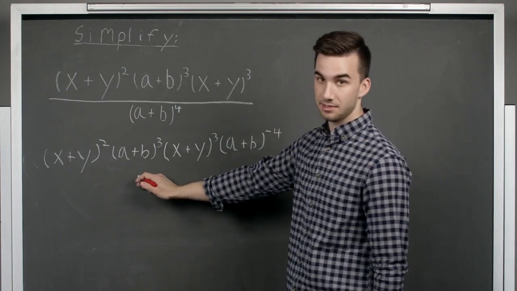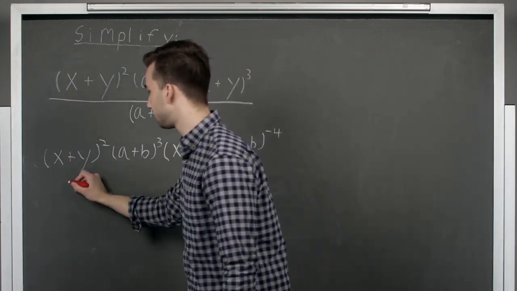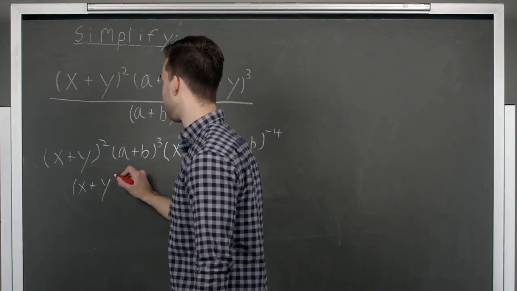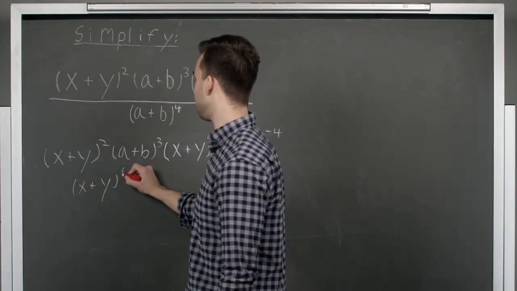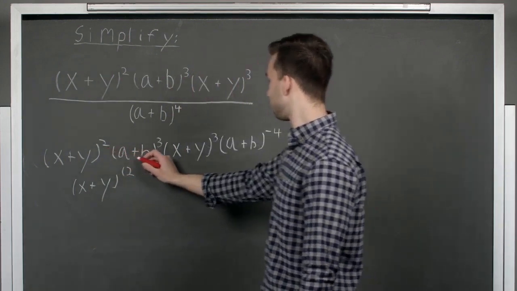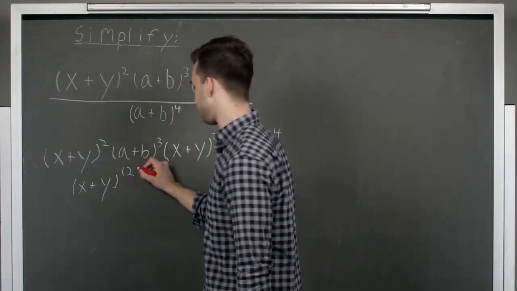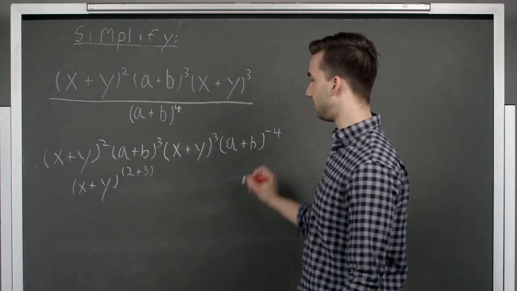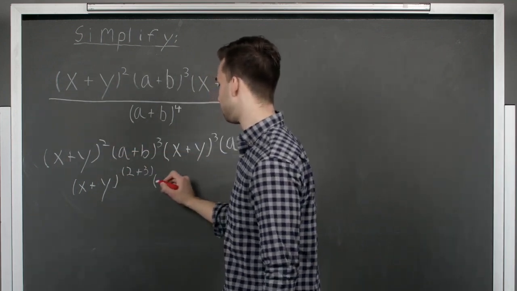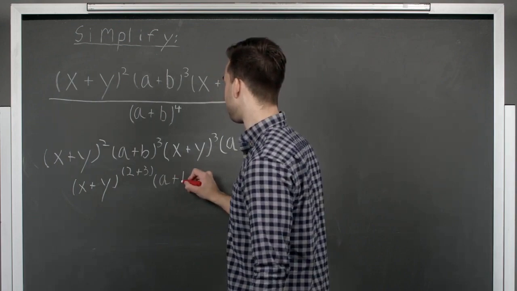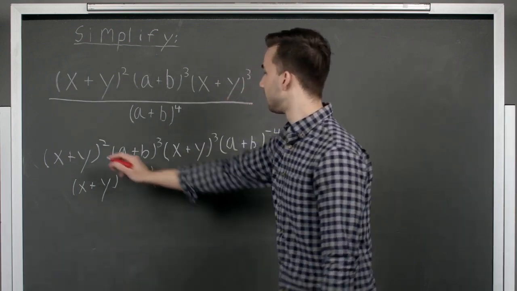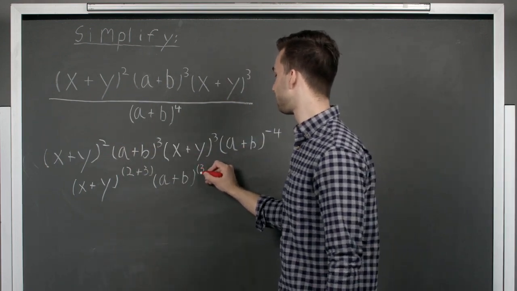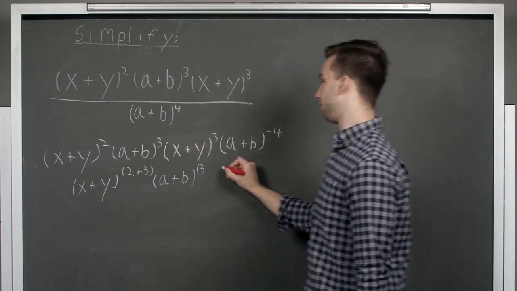And now we can just combine the exponents. Let's do x plus y here. (x + y) to the power of 2 plus 3. Do we have any other x plus y? Nope. So now we can do times (a + b), to the power of 3, right? And then we have a negative 4.